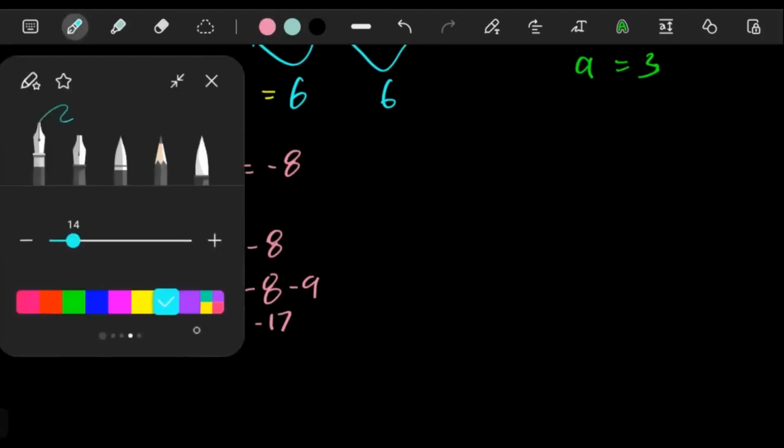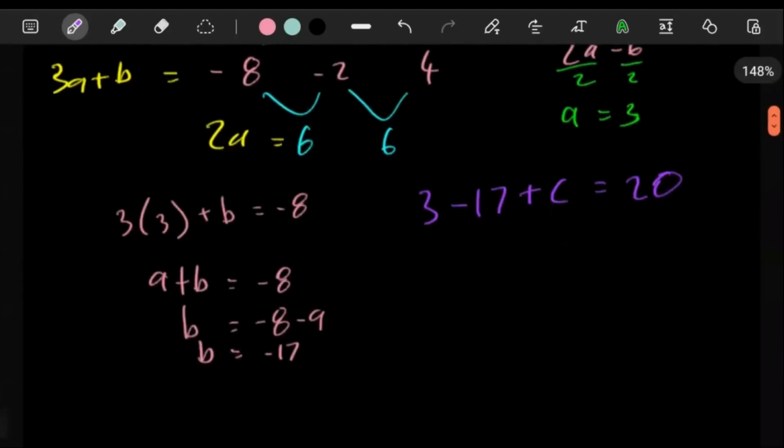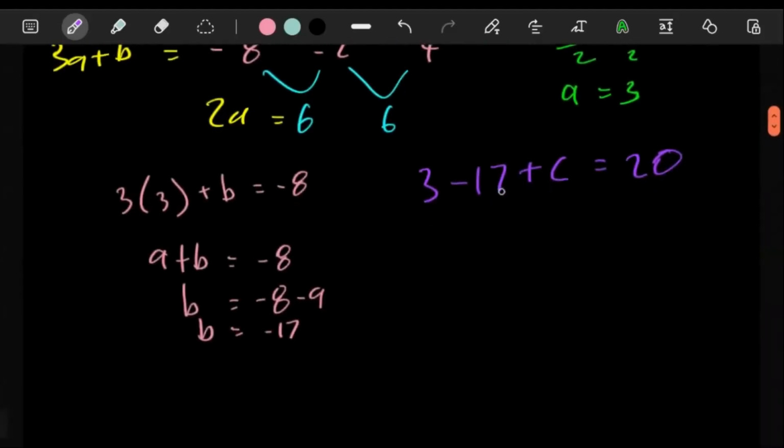Moving onwards, we have a plus b plus c equal to 20. So a here is 3, b is negative 17, and c is just c because we're working it out. Solving for c here, the 17 can go to the other side, and then the 3 also goes. So this is 37 minus 3, that's 34. That's your value of c.